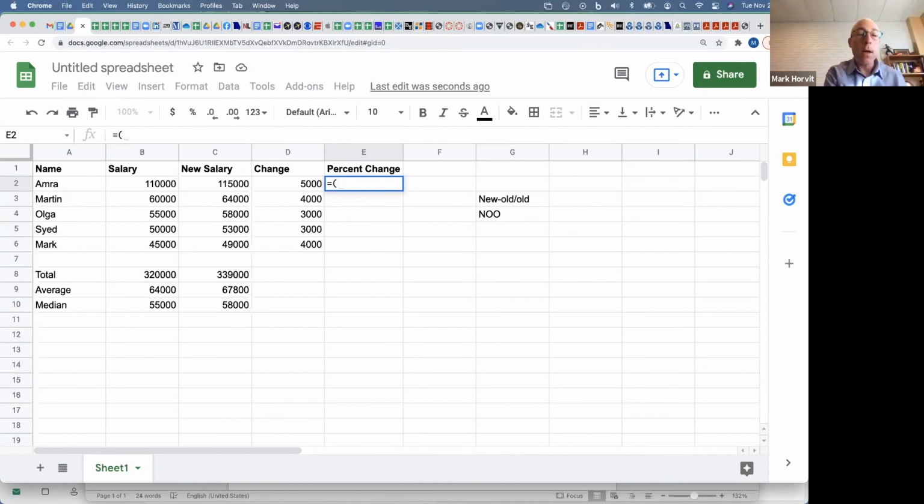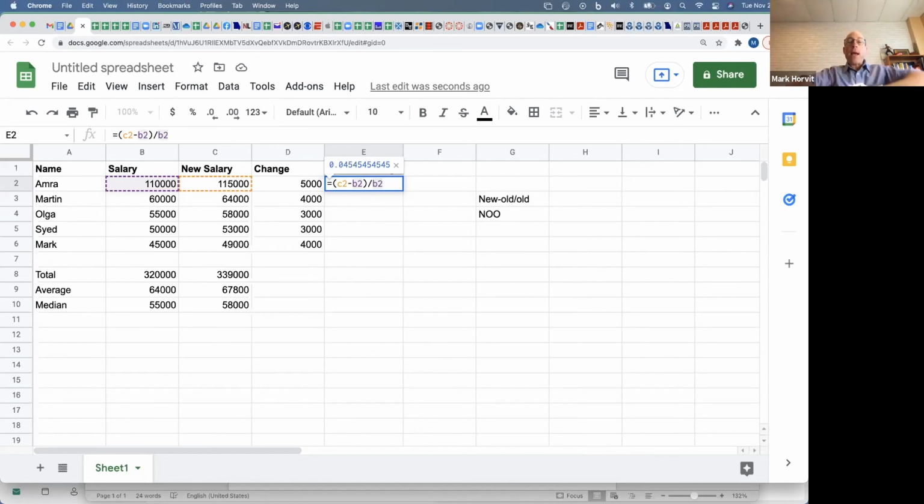The new salary is in column C, so we type in C2, that's the new number, minus the old number, which is B2, new minus old. Close the parentheses, and in a spreadsheet, divided by is the forward slash. That forward slash means divided by the old number, which is again B2. That's new minus old divided by old.